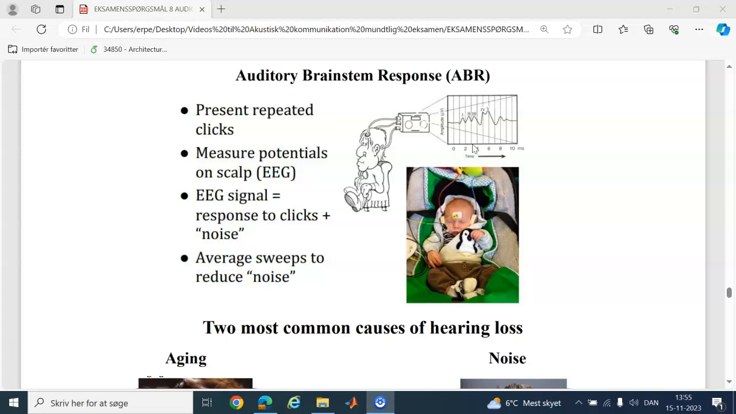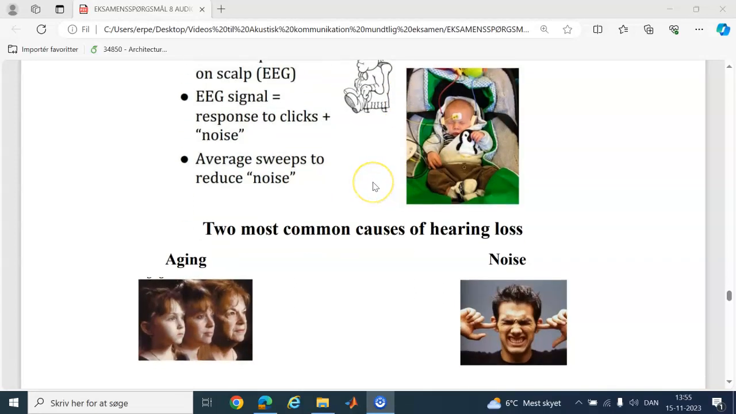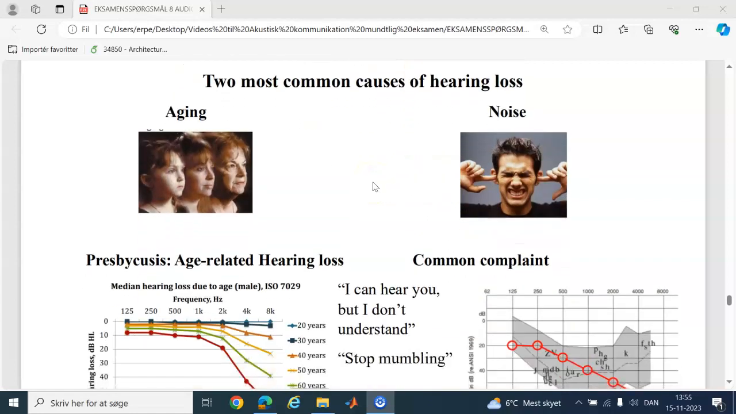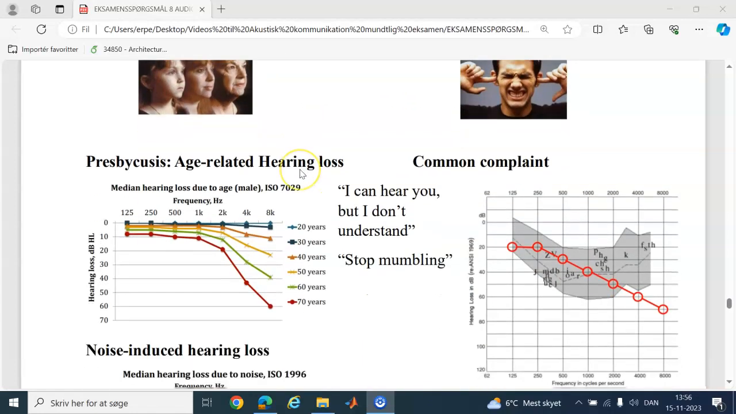Measure potentials on scalp EEG. The EEG signal is the response to clicks plus noise. Average sweeps to reduce noise. Two most common causes of hearing loss: aging and noise.